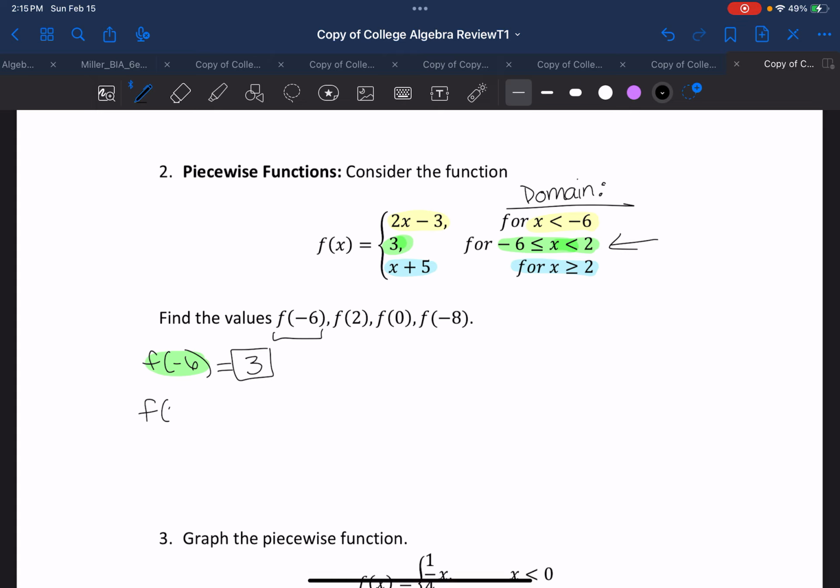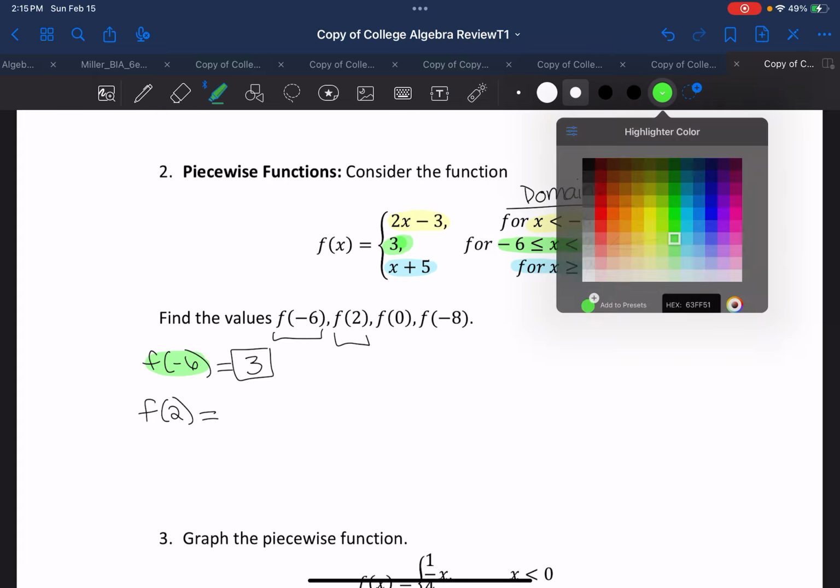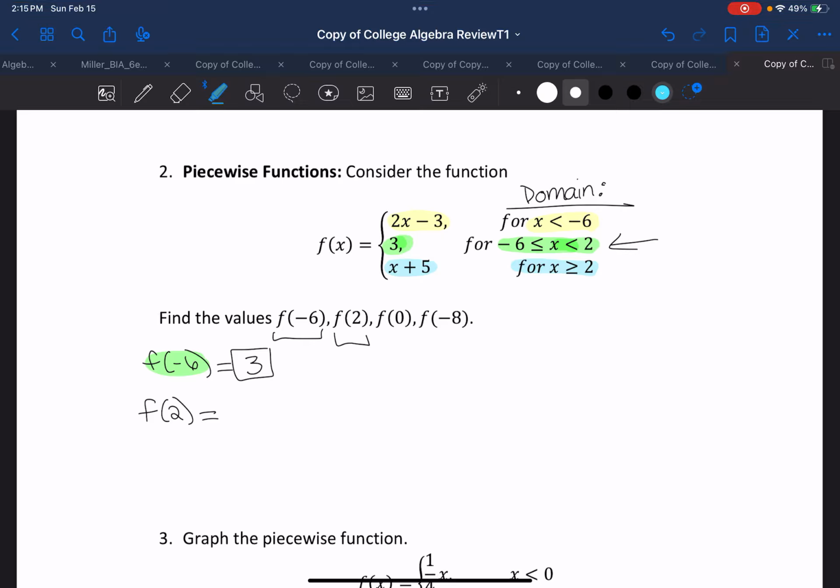The next one is f of 2 here. So again, I need to figure out which of these pieces 2 fits into the domain. That would be the third piece, because that says x is greater than or equal to 2. So it can equal 2 there. Now I would plug 2 into x plus 5, which would be 2 plus 5, which is 7. And that would be the final answer there.